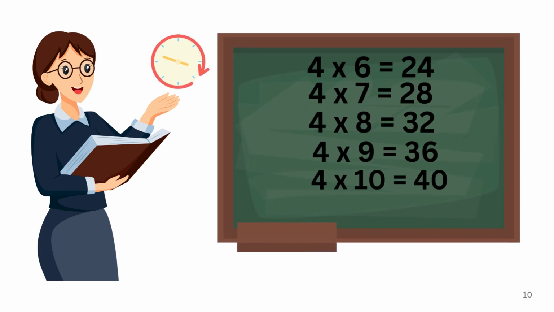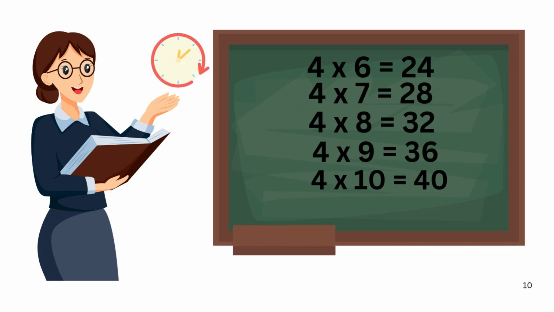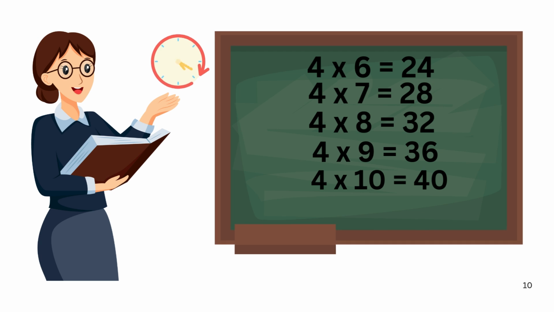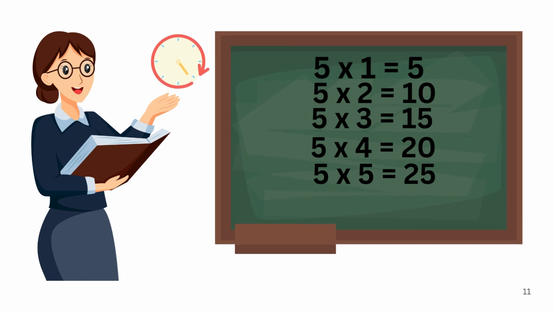4 multiplied by 6 equals 24. 4 multiplied by 7 equals 28. 4 multiplied by 8 equals 32. 4 multiplied by 9 equals 36. 4 multiplied by 10 equals 40. On the next table, we are going to learn number 5.